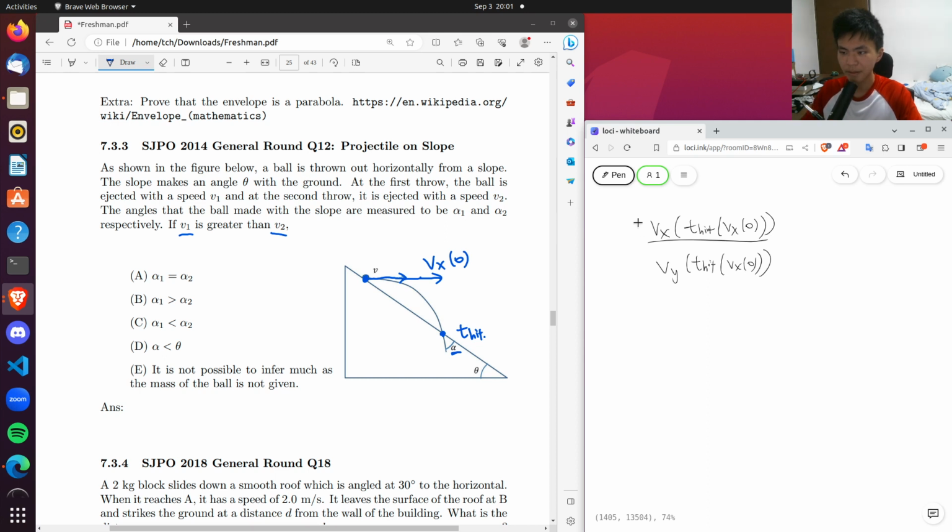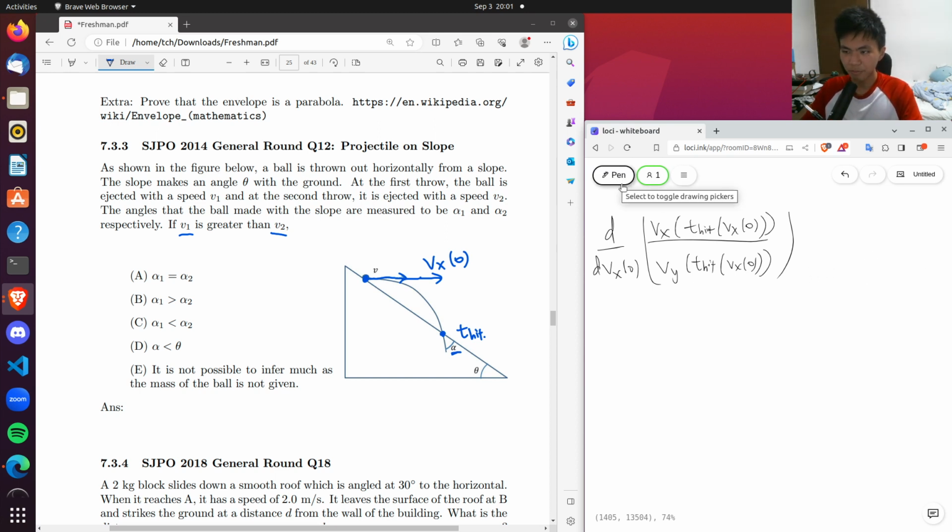In other words, we're interested in finding how this quantity, vx of t hit of vx naught over vy of t hit of vx naught, changes with respect to vx naught. So the dependence is as follows: vx depends on this, which depends on this. And if I want to be really mathematically rigorous, I'm interested in finding the derivative of this function with respect to vx naught. But that's just being extra mathematically rigorous. So I'm interested in finding the derivative.